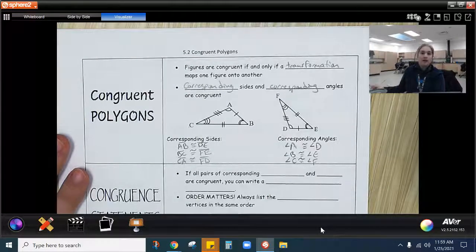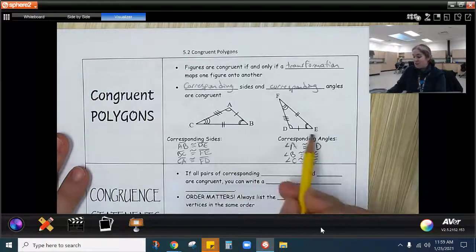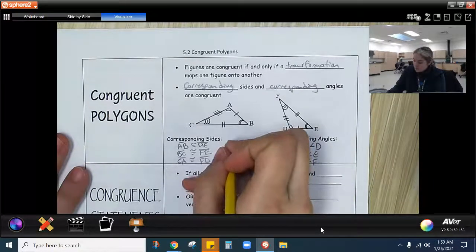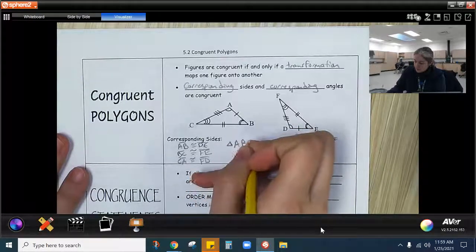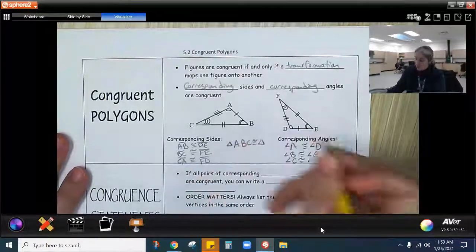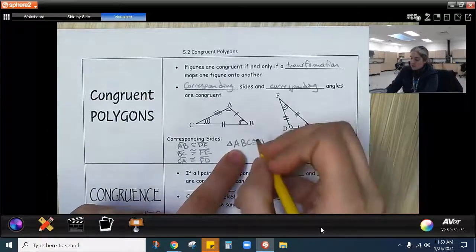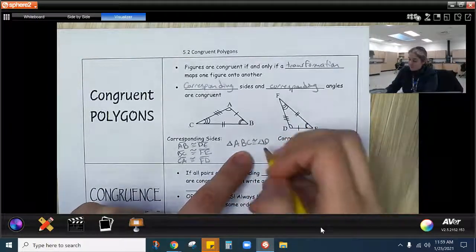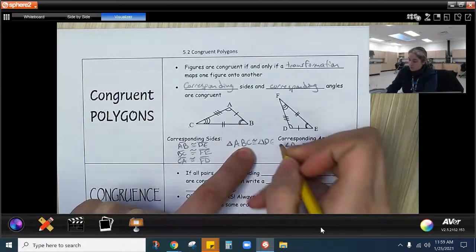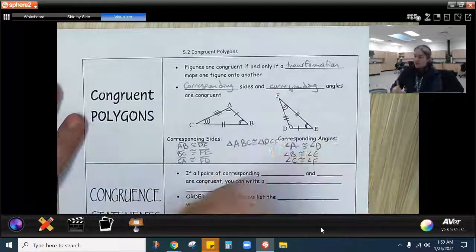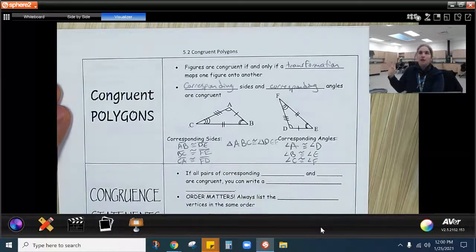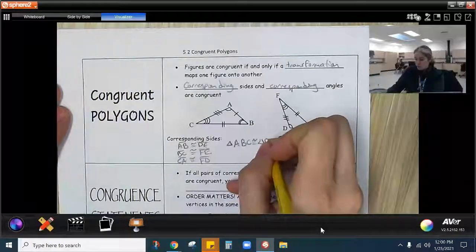So congruency statements. This is where we match up all of our letters so that we are writing them in the same order, so that the corresponding parts match up. I find it easiest to do this based upon the angles. So triangle ABC is congruent to triangle DEF: A matches up with point D, B matches up with point E, and then C matches up with F. Even though they look kind of weird, that's how it rotates, so to speak, how it matches, how it corresponds.